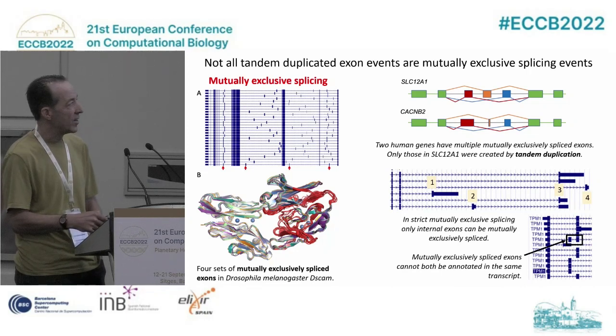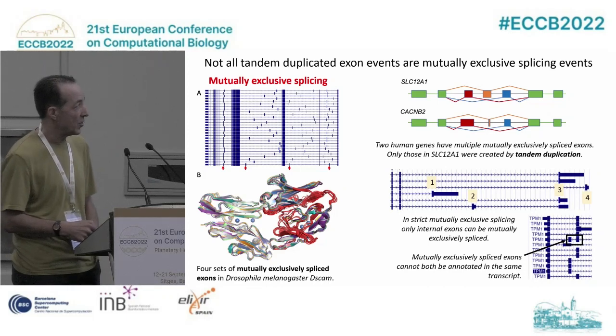And we're not interested in these particular types of mutually exclusive splicing. So we have mutually exclusive splicing that involves exons that are not homologous. And also there's a definition of mutually exclusive splicing that says that mutually exclusively spliced exons can only be internal, so that would exclude the tandem duplicated regions that we have in the 5' and 3' CDS. So this is tropomyosin that you're looking at here, and it's got four of them.